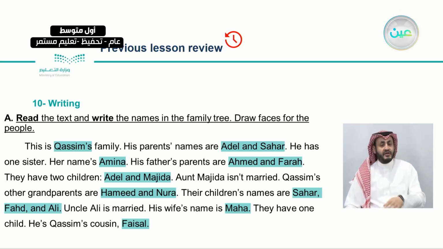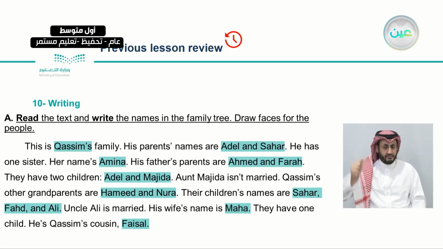They have 2 children, Adil and Majida. Aunt Majida isn't married. Qasim's other grandparents are Hamid and Noura. Their children's names are Sahar, Fahad and Ali. Uncle Ali is married. His wife's name is Maha. They have 1 child. He's Qasim's cousin Faisal.